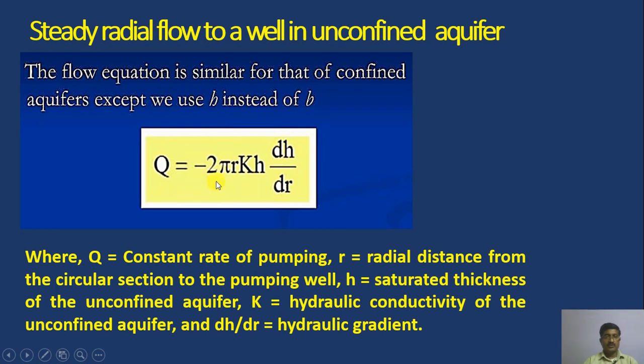So Q is equal to minus 2 pi r K h dh by dr, where Q is the constant rate of pumping, r is the radial distance of the circular section to the pumping well, h is the saturated thickness of the unconfined aquifer, K is the hydraulic conductivity of the unconfined aquifer, and dh by dr is the hydraulic gradient.